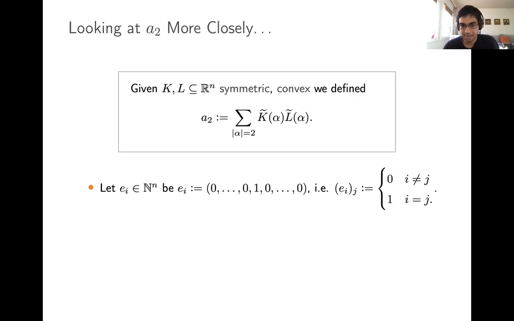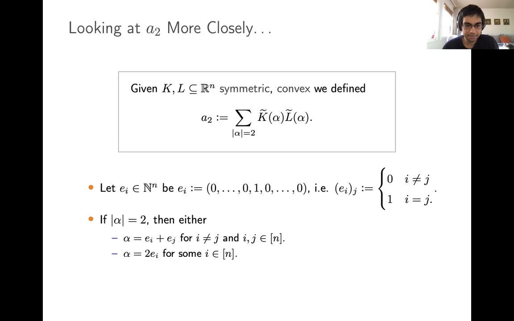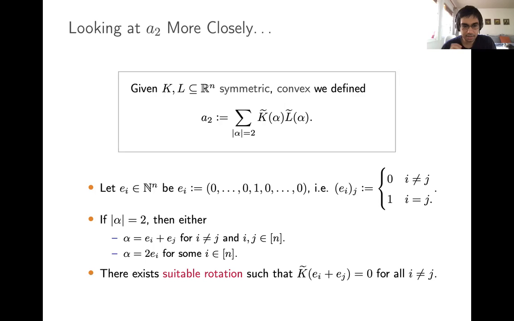n-dimensional space, where the ith entry is 1 and all the other entries are 0. And if the degree of an n-tuple of natural numbers alpha is 2, then it's either got two non-zero entries which are both 1s, or it's got a single non-zero entry which is 2 and everything else is 0. And it's actually not super hard to see that if you've got a symmetric convex set K, then there's some suitable rotation of the space, such that all these mixed Hermite coefficients die out.